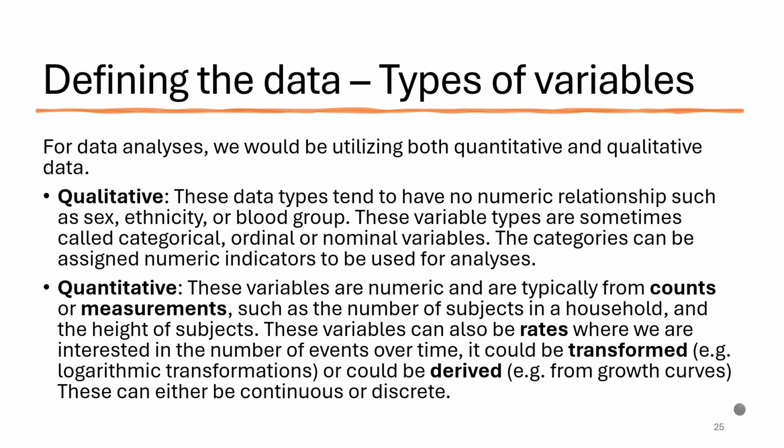The qualitative data types tend to not be numeric, so they are non-numeric data, and they're supposed to illustrate different categories of things. For example, sex, male or female, ethnicity, blood group, level of schooling, those kinds of variables. Those are all qualitative data. And to be more specific about them, these are variables that you would call categorical data.